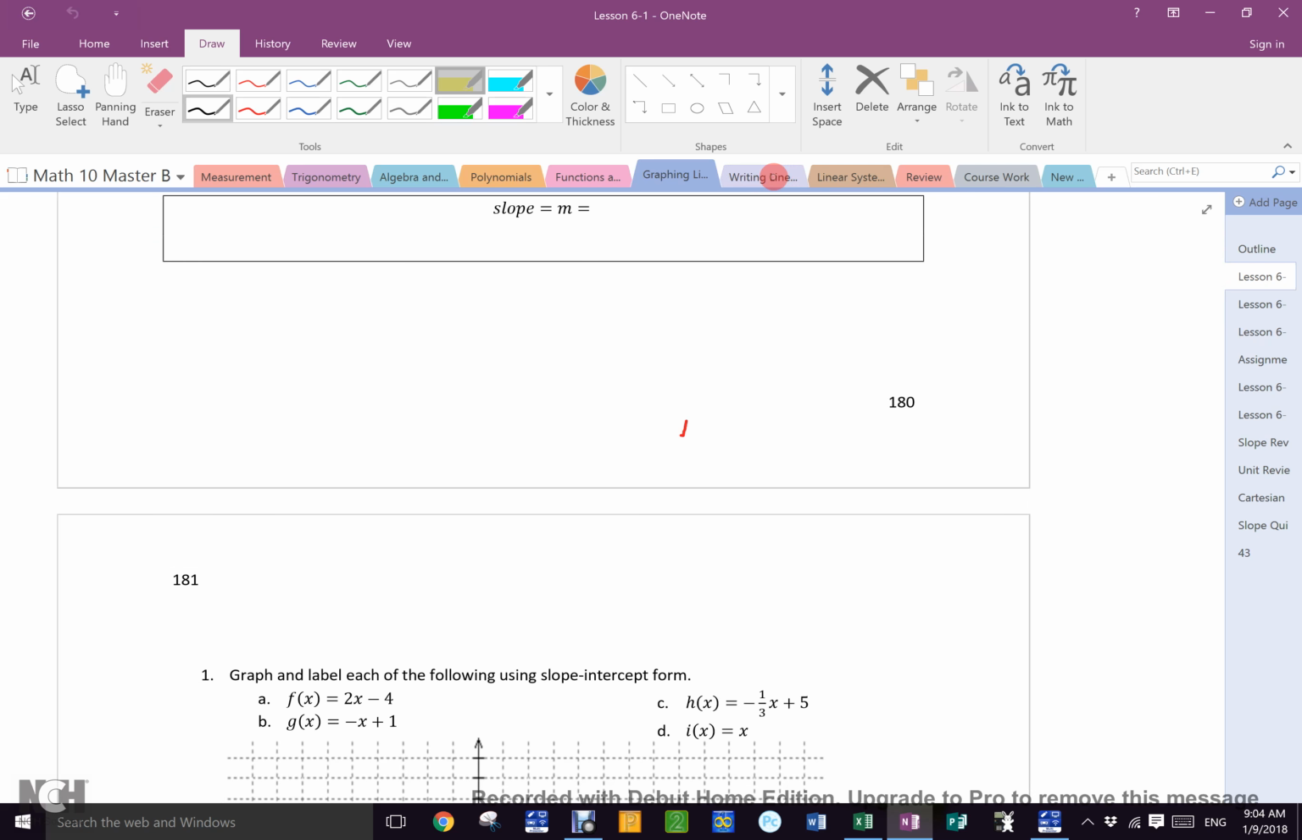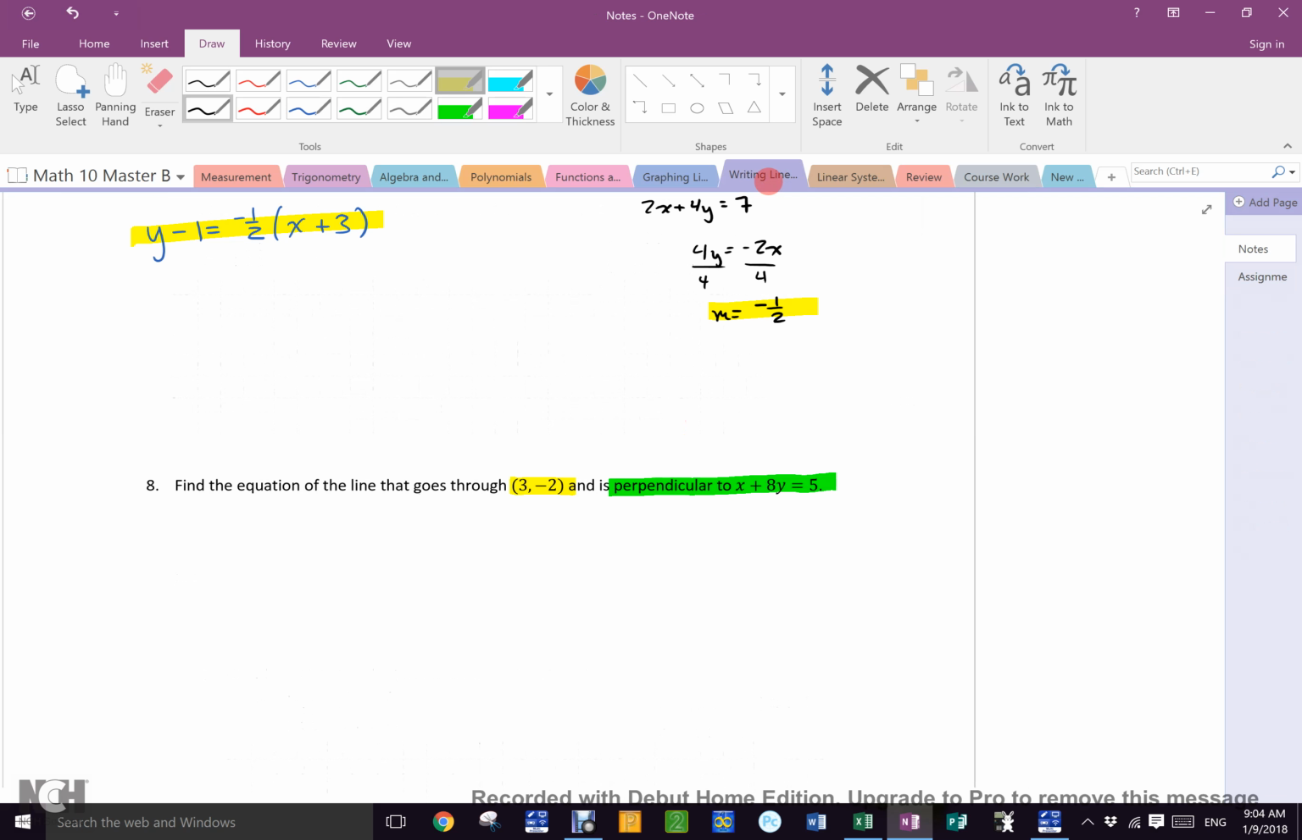At some point over the course of the last few weeks, I said, when in doubt, find the slope. So, when in doubt, find the slope. How am I going to find that slope? Do I care about the 5? Nope. x plus 8y. Move the x. 8y equals negative 1x. Divide by 8. y equals negative 1/8 x. That's the slope I have.